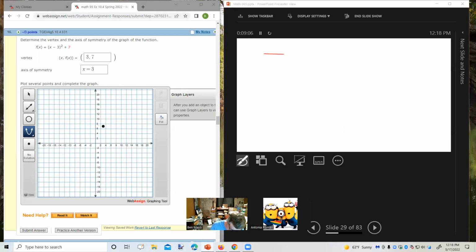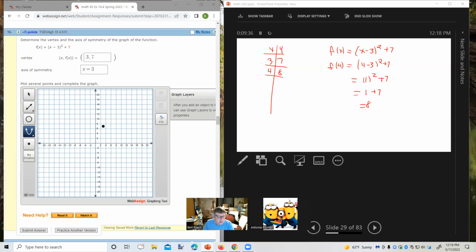So back over here, I've got the vertex from h, k. I need to calculate one more point. So how about if we put in f of 4? Let's see what we get. 4 minus 3 squared plus 7, 1 squared plus 7, 1 plus 7, 8. So my second point is 4, 8. So 4, 8 is right there.